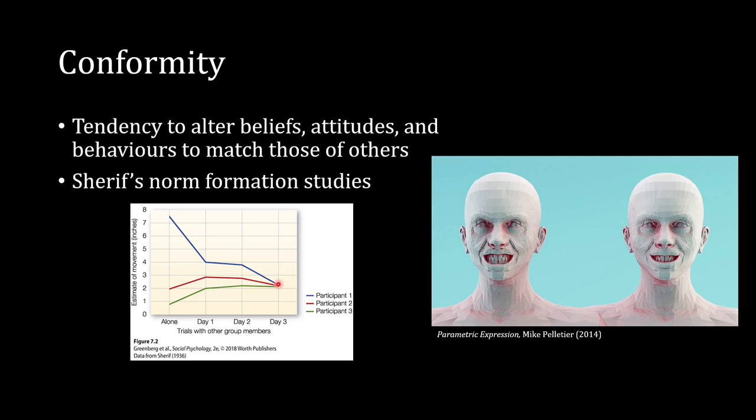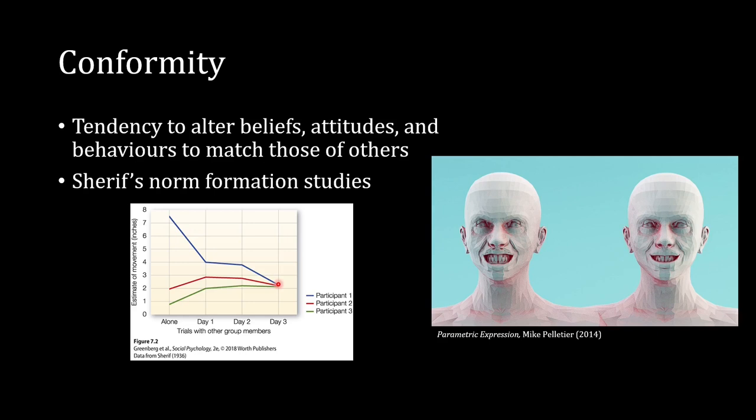And he also found that if he put a confederate in the study and had them make really large overestimates, then he could get everyone to agree to much higher estimates than they would have otherwise. So he can plant someone in there, and they'll be influenced by them, even if that person is not accurate or correct.